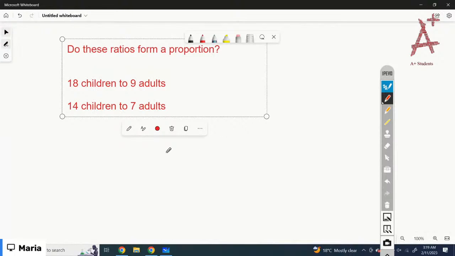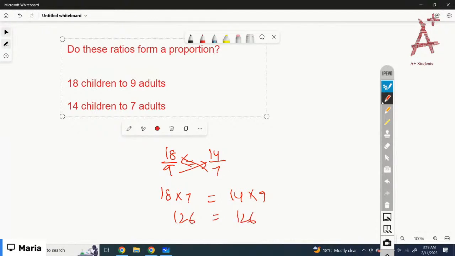Okay, let me just do it again. 18 over 9 and 14 over 7. You have to compare them, just multiply numerator times denominator. So it will be 18 times 7 and 14 times 9. Let me check. 18 times 7 is 126 and 14 times 9 is 126. So they are equal.